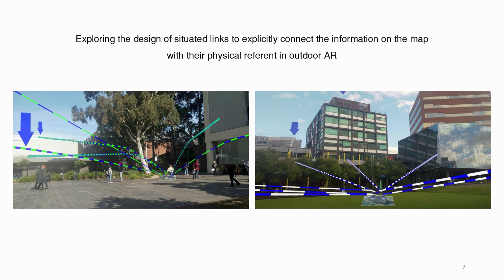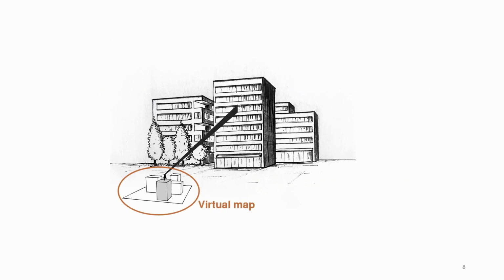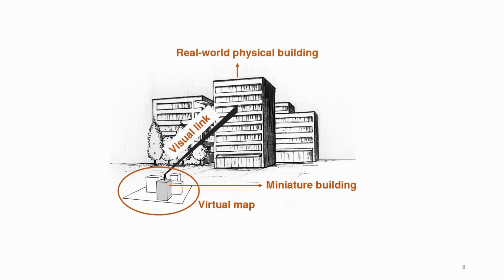Therefore, in this work, we explore the design of situated links to explicitly connect the information on the map with their physical reference in outdoor AR. We specifically focus on linking buildings on the map with the real-world buildings, but the findings may have broader applications. In our application, users can see a virtual map and they can connect the miniature building to the physical building using visual links.